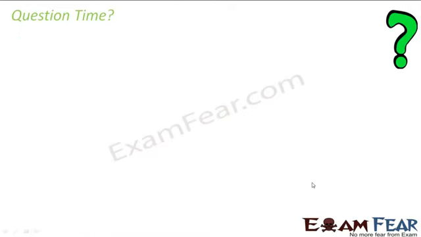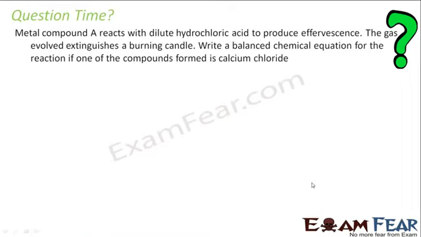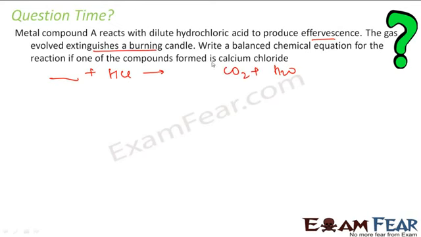Let's take one question here. A metal compound A reacts with hydrochloric acid to produce effervescence. The gas evolved extinguishes a burning candle. We have to write the balanced chemical equation if one of the compounds is calcium chloride. That means there is a metal compound A that reacts with hydrochloric acid to produce effervescence. That means water will be there. The gas extinguishes a burning candle, that means carbon dioxide is also there. And one of the compounds formed is calcium chloride.